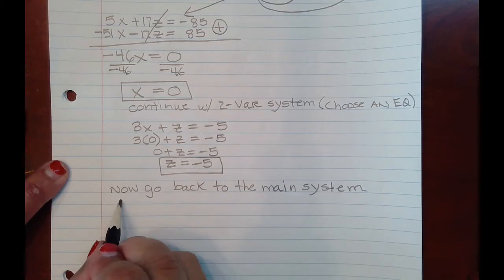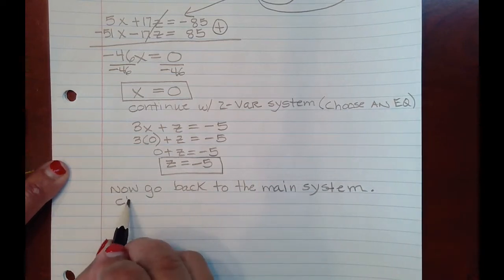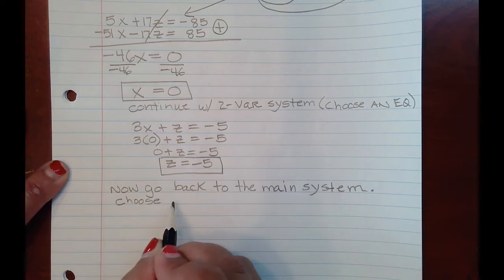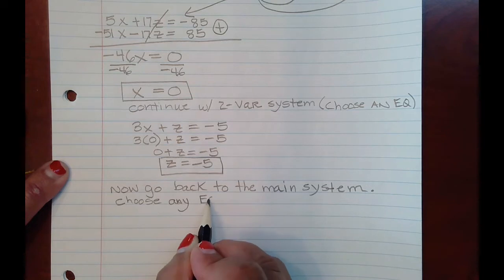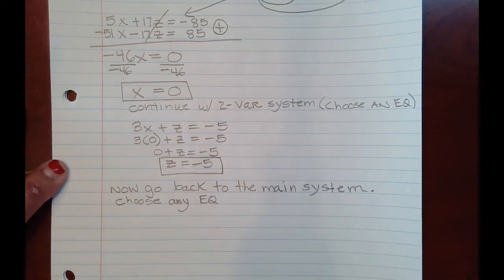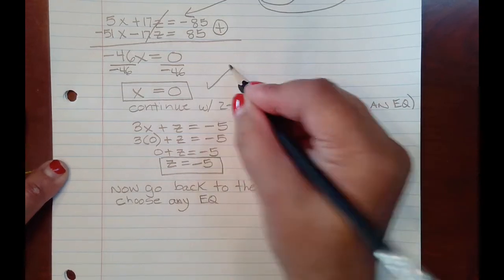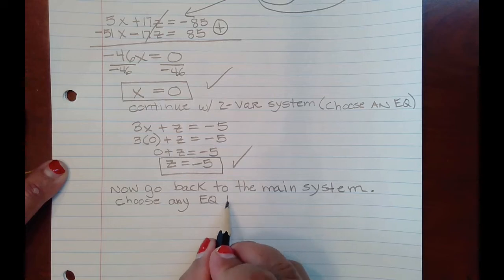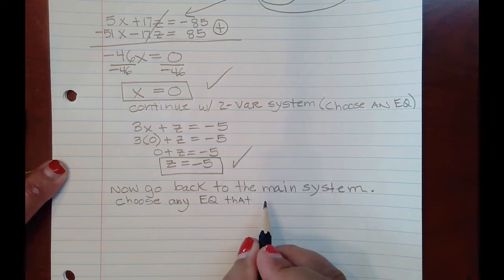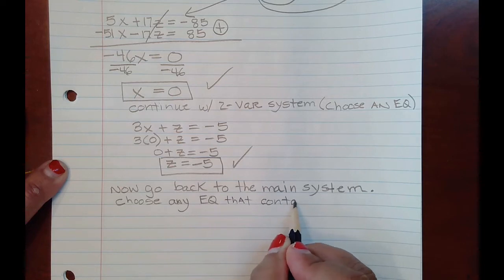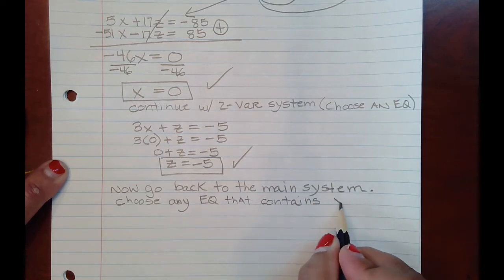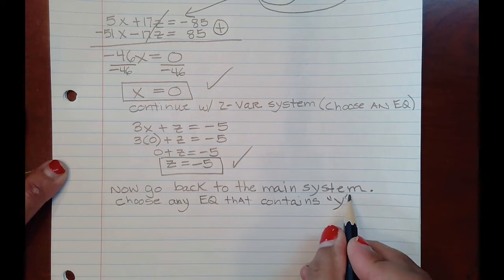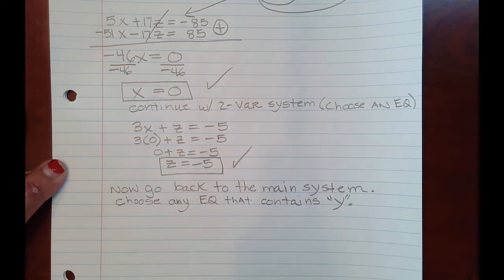Okay, and you can choose any equation that has the variable in it that you still need to solve for. We have x and we have z, therefore we need something with y in it. Any equation that contains y. That's up to you which one you want to choose. Try to make smart choices. Choose the easiest one you can, the one that looks the easiest to work with.